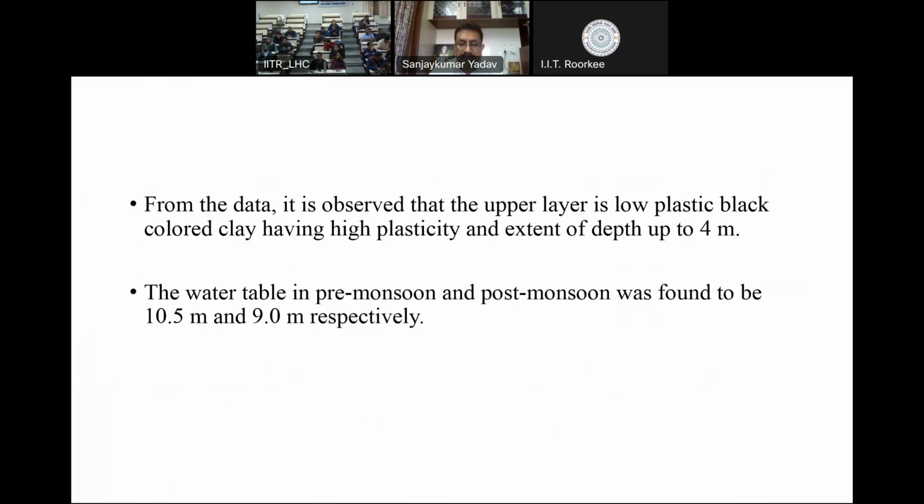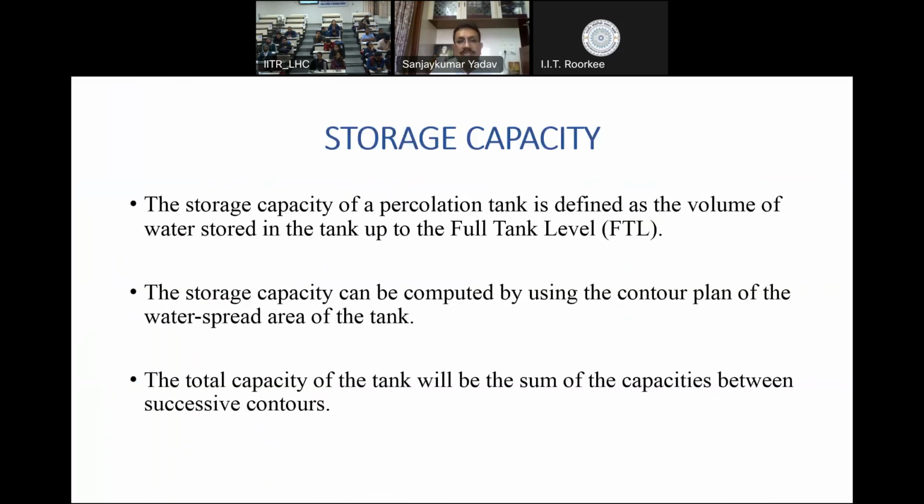I have already said this, right? The storage capacity. Storage capacity of a percolation pond is defined as the volume of water stored in the tank up to the full tank level. The storage capacity can be computed using the contour plan of the water spread area of the tank. The total capacity of the tank will be the sum of the capacities between successive contours. This storage capacity has been worked out.